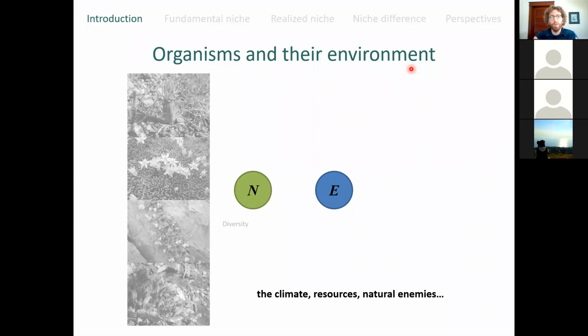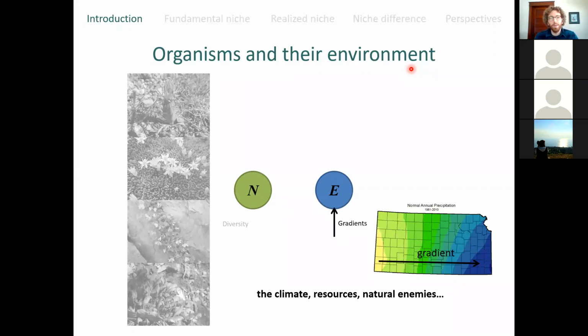And by environment, I will use a broad perspective, putting together the climate, resource availability, the presence also of natural enemies, which can be unconventional for some. So it's part of the biotic environment of my focal organisms. And importantly, these environmental factors tend to vary on geographical space along spatial gradients. So for example, taking the example of Kansas, this gradient from west to east of increasing precipitation.